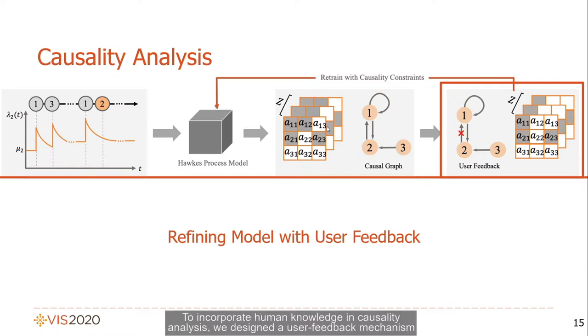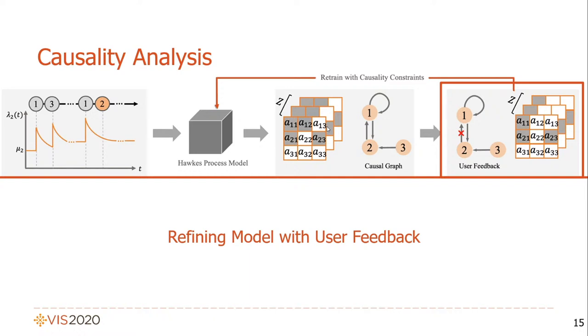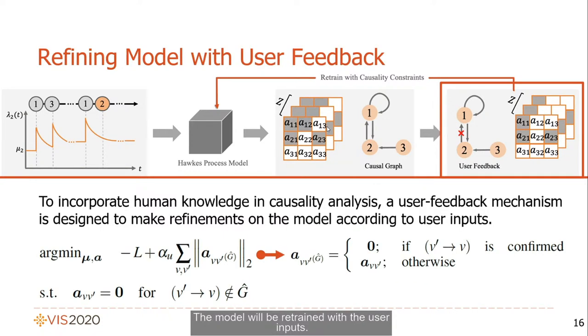To incorporate human knowledge in causality analysis, we designed a user feedback mechanism that allows the user to confirm or delete the causal relations in the causal graph. The model will be retrained with user inputs. Specifically, if a causal relation is deleted by the user, the constraint of the objective function ensures that the model parameters are optimized towards setting the corresponding impact coefficient at zero.